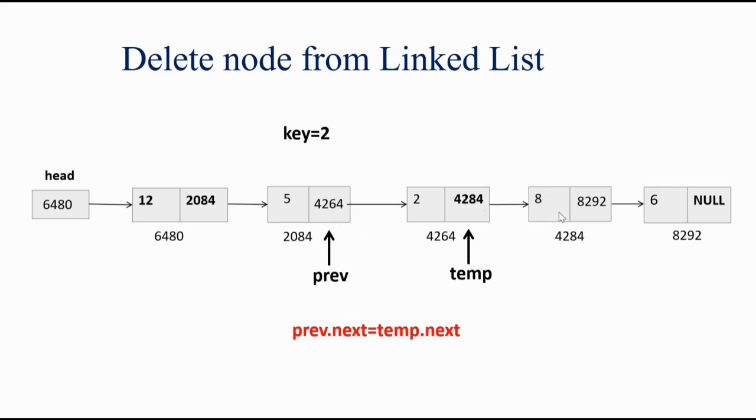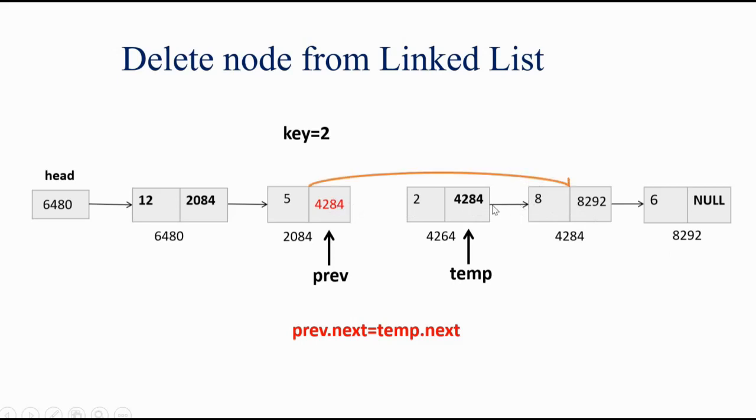Temp.next has the address of this node. You need to form a link between these two nodes and remove this link. So if you update this part with the address of this node, then the link between these two nodes will be formed and the link to this node will be removed. So here instead of this we update it with the address of this node which we have in temp.next. Now this link is removed and this link will be formed.